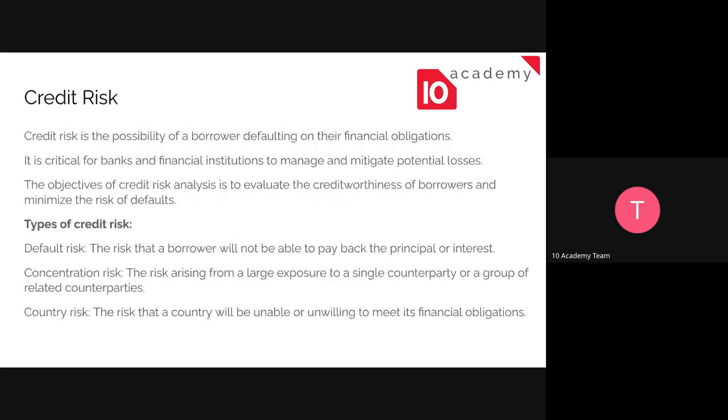Okay. So first, let's start with credit risk. What's credit risk? Credit risk matters mainly to banks and the fintech industry, the financial industry, where the main line of business is lending. Credit risk means the possibility of the borrower not returning their money on time. This is the possibility of a borrower defaulting on their financial obligation. If the default risk is high, they will not pay. If it is low, they will pay.